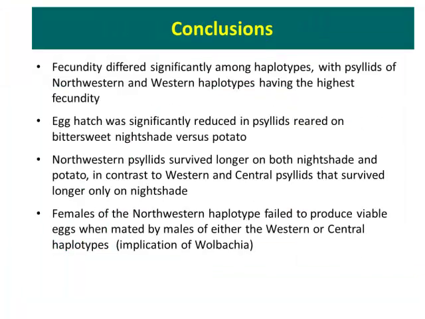So here are the conclusions of this reproduction study: fecundity differs significantly among the different haplotypes. Northwestern and western haplotypes have the highest fecundity. Egg hatch was significantly reduced when they were reared on bittersweet nightshade compared to potato. The northwestern haplotype lives longer on both nightshade and potato, in contrast to the western and central haplotypes. And the females of the northwestern haplotype failed to produce viable eggs when they mated with males of the central and western haplotypes.